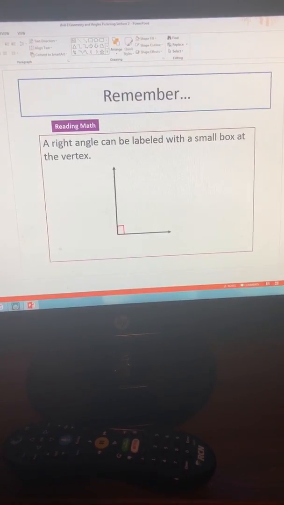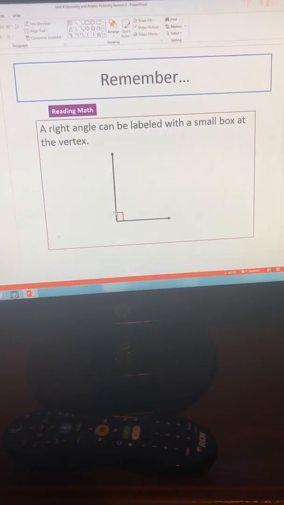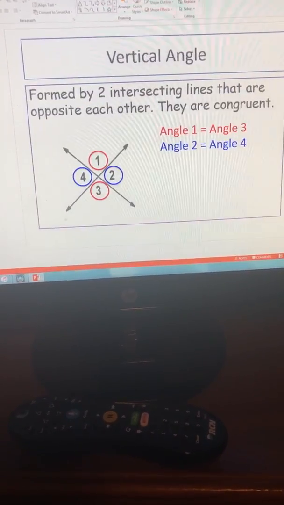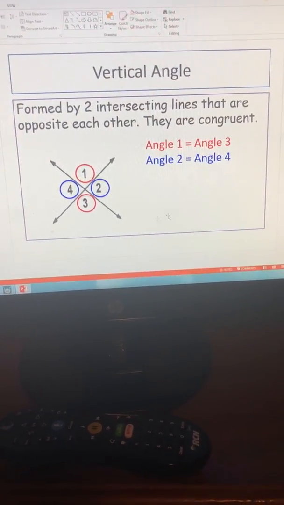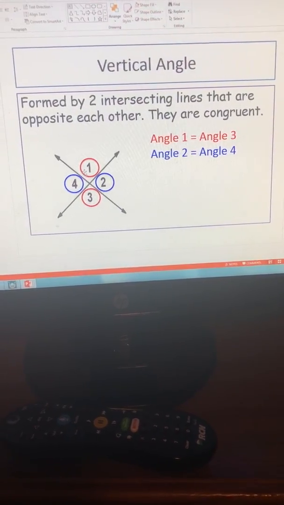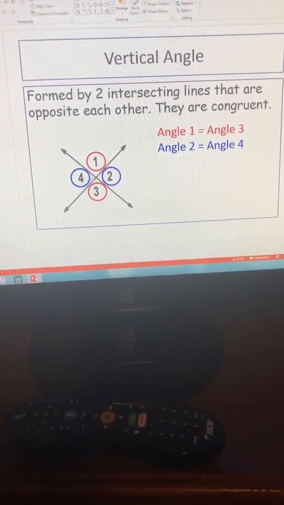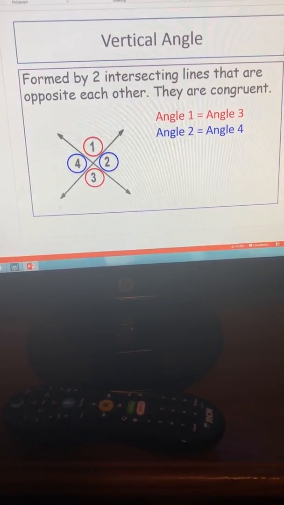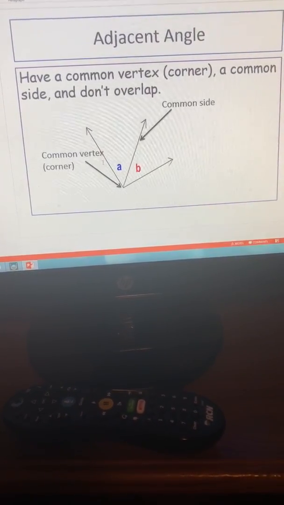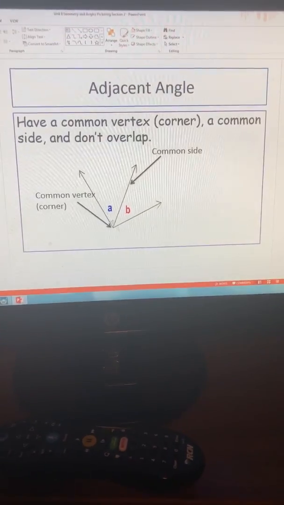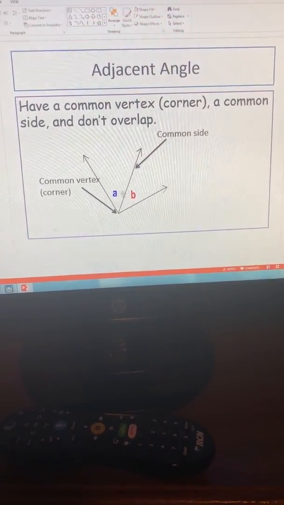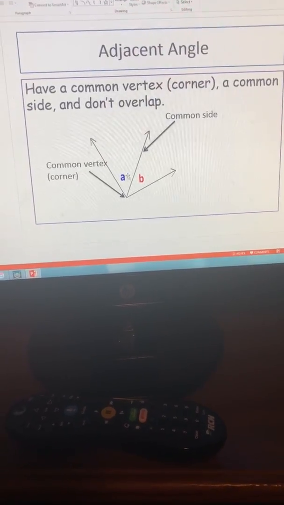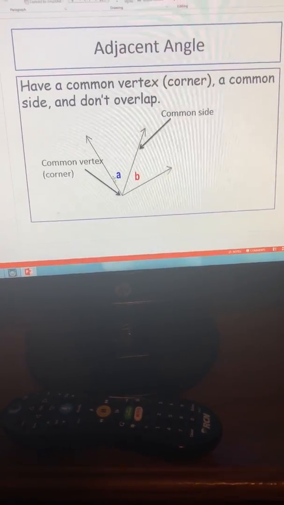Remember that a right angle has this symbol here, has a little box, and it's 90 degrees. Vertical angles are angles when you have like an X, okay, they're opposite angles, like 1 and 3, 2 and 4, for instance. An adjacent angle, an angle that is next to another angle. So for example, A and B are adjacent angles because they both share this common side and they're next to each other.